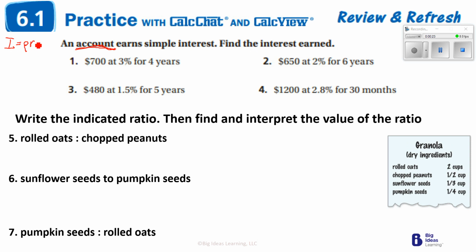And that's because I equals PRT stands for the interest that I make in a bank is equal to the principal. And the principal is the loan that I take or the deposit that I make in a bank, right? Times the rate, and the rate is the percent the bank's giving me, and then times the time in reference to years, right? So in this one here, I'm going to have 700 as my principal.